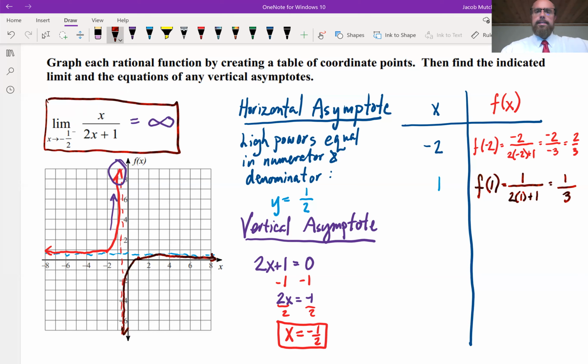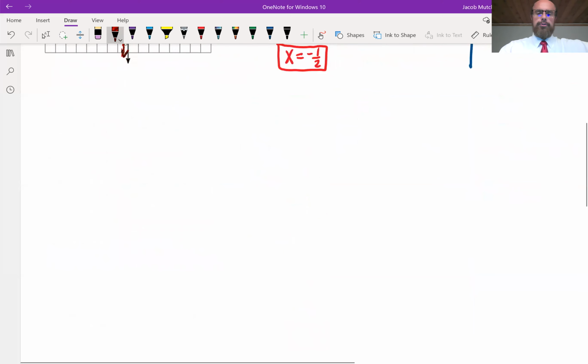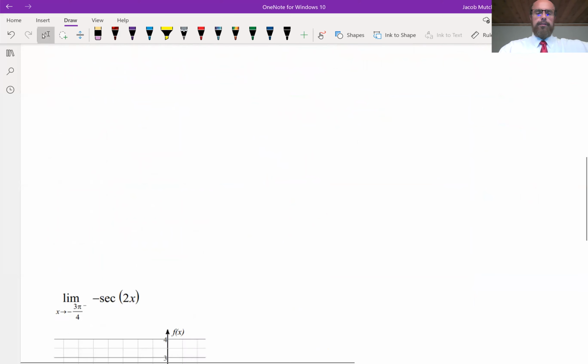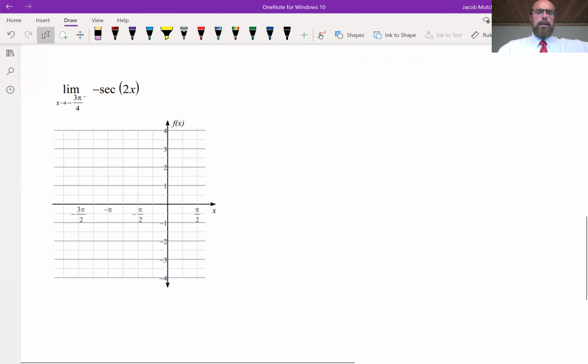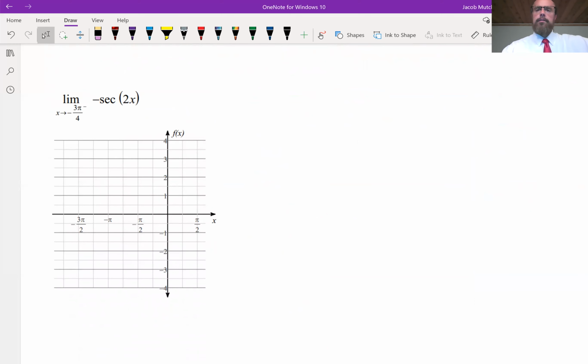Let's take a look at a second example that's a trigonometric function. So our instructions are the same. I want to graph the trig function with a table of values, and I want to write the equation of any vertical asymptotes, and then I want to determine the value of the limit. In this case, as x approaches -3 pi over 4, also from the left-hand side, of the trig function, negative secant of 2x.